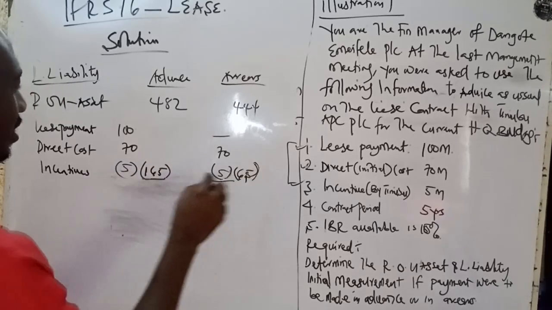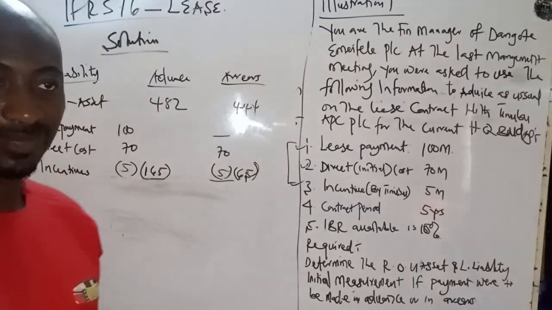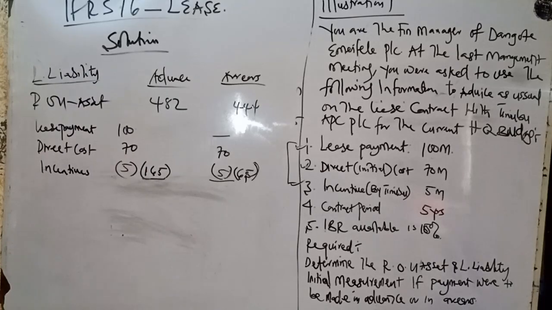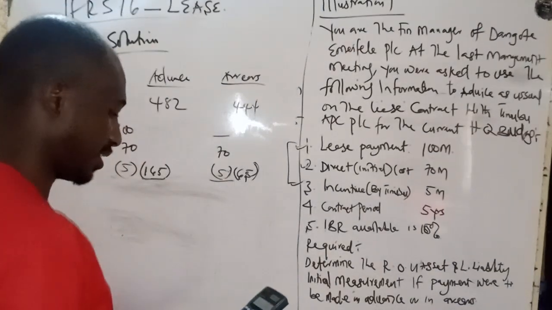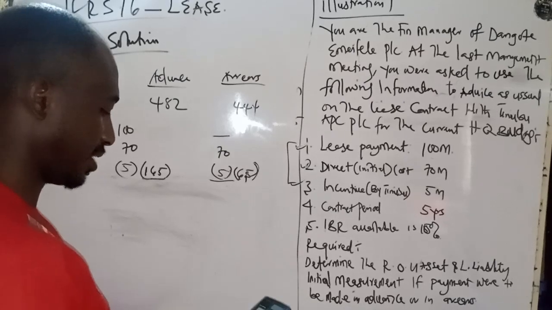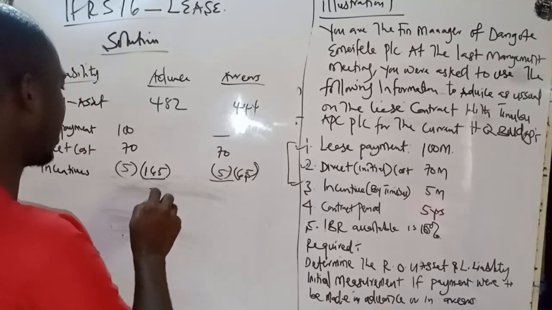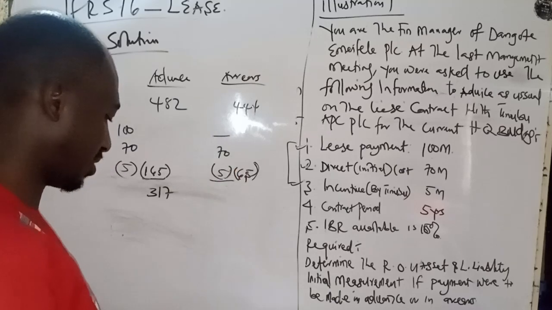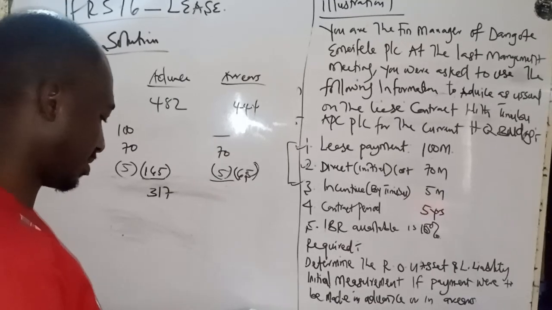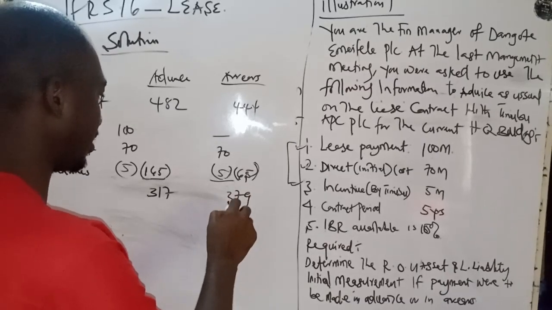So let's check out what our lease liability will now look like. Very quickly, let's look at it. Just follow me as I am taking you through. So we have 482 minus 165. 482 minus 165, and this will give us 317. And this one is 444 minus 65. This one will give us 379.